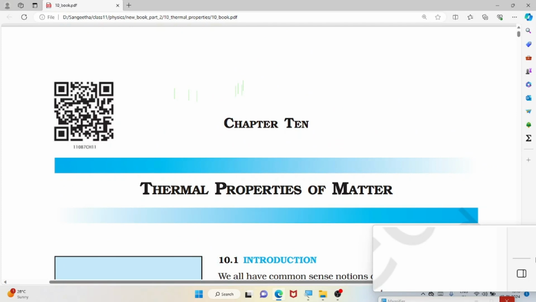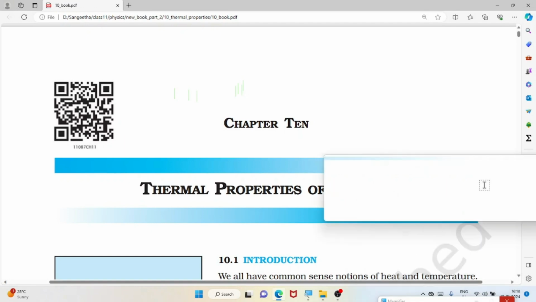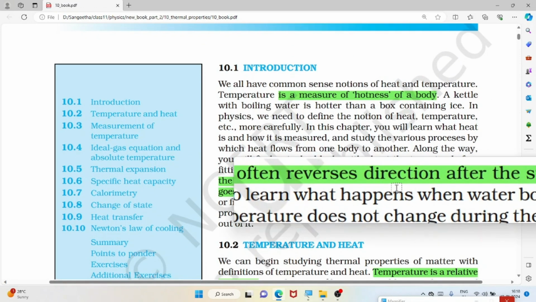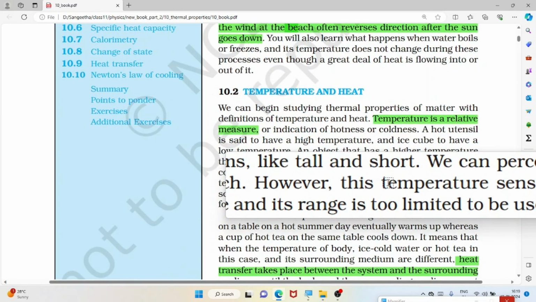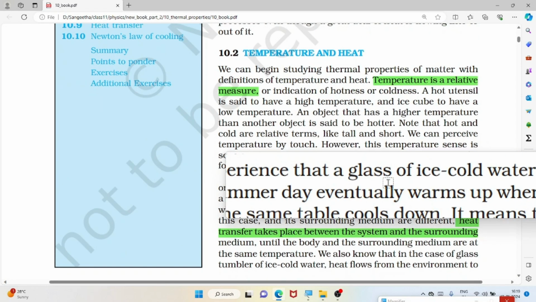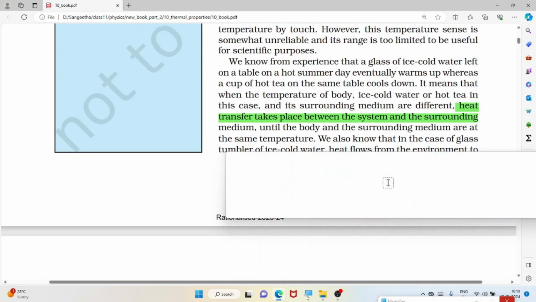We will go through some important points in Class 11 Physics, Chapter 10: Thermal Properties of Matter. Temperature is a measure of the hotness of a body. Temperature is a relative measure. Heat transfer takes place between the system and the surroundings.